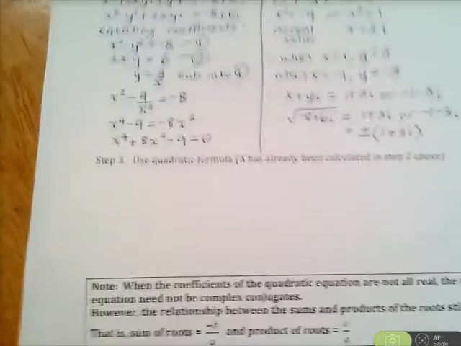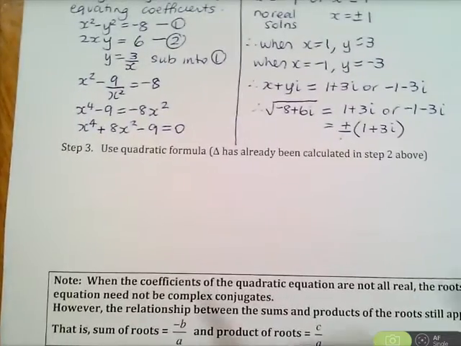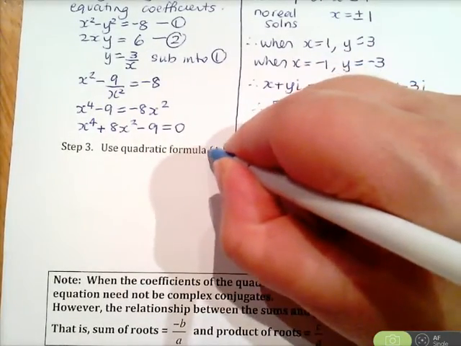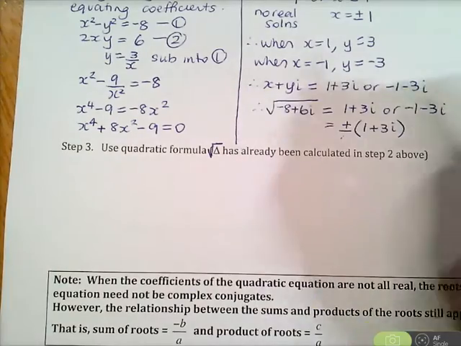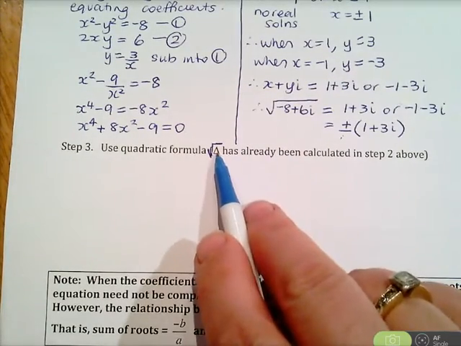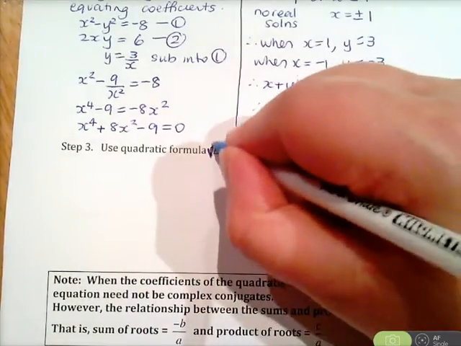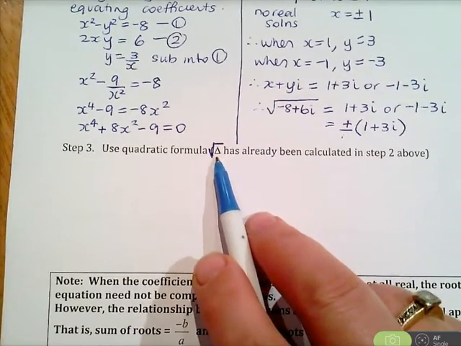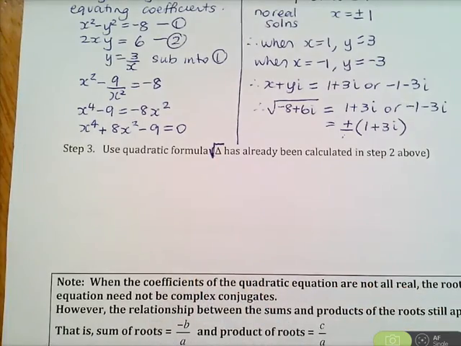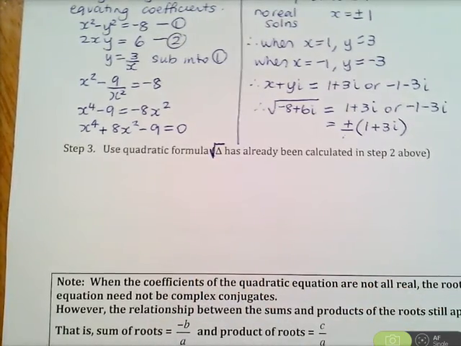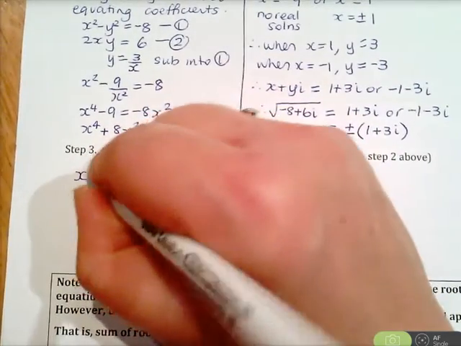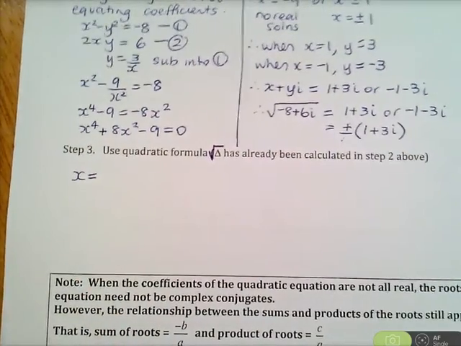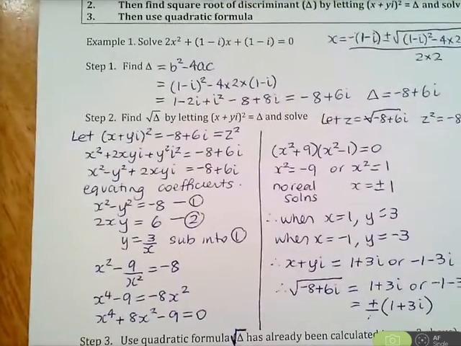So now we're going to use the quadratic formula. So use the quadratic formula, in brackets, actually the square root of, instead of just discriminant, can you change this? The square root of the discriminant has already been calculated in step 2 above. Okay, so let's just fix that now. So let's do it. Sorry, you can't see the question anymore. So here is our question.